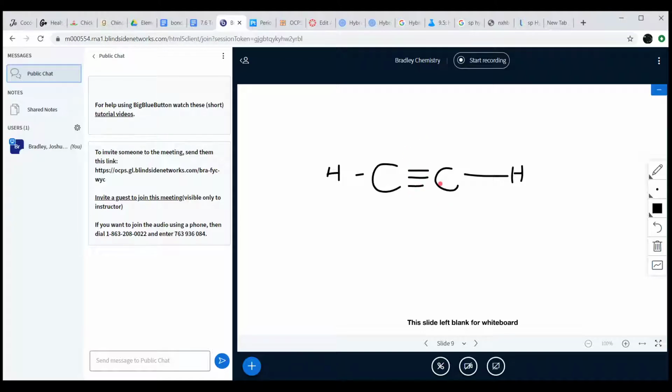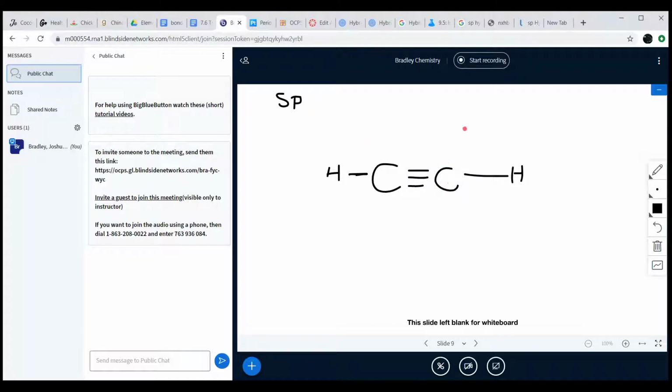Okay, now this carbon has 2 electron groups. We have electrons here, we have electrons here. Therefore, this is called Sp hybridized because we needed one S and one P to come together to make this new hybrid orbital. All right.